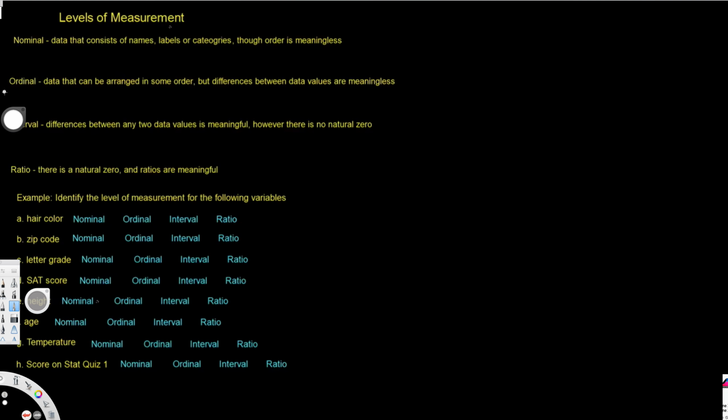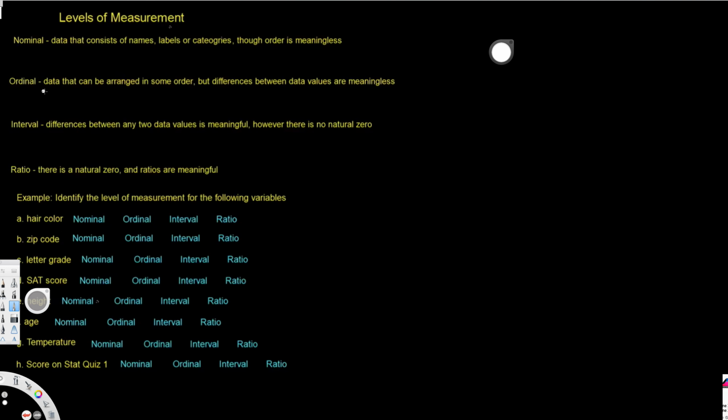So here we have four different terms and we have the definition, right? So now let's first read the definition and go for this example. So first we have nominal. Nominal represents data that consists of names, labels or categories, though order is meaningless, right?